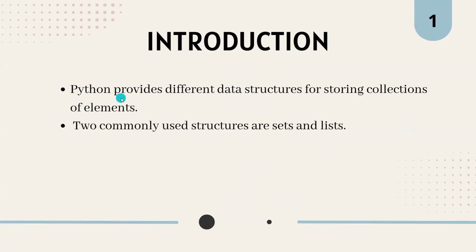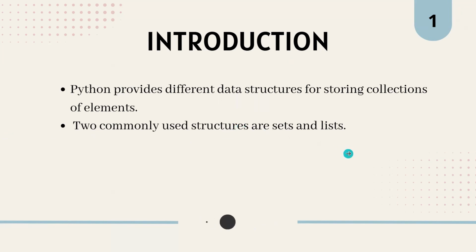Python is a powerful programming language that offers several built-in data structures to store and manage collections of data efficiently. These structures help organize, retrieve, and also manipulate data based on different needs. Two commonly used structures are sets and lists. Among the various data structures, lists and sets are two of the most commonly used because they allow flexible storage and retrieval of data.